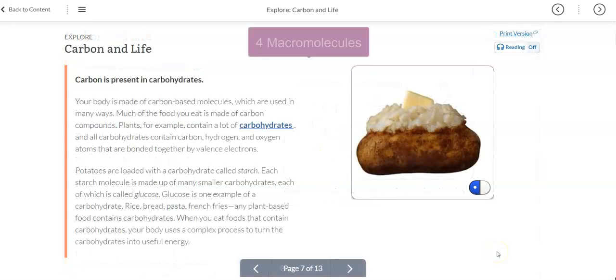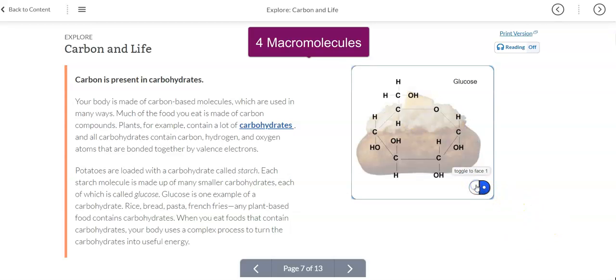Carbon is present in carbohydrates. Your body is made of carbon-based molecules, which are used in many ways. Much of the food you eat is made of carbon compounds. Plants, for example, contain a lot of carbohydrates, and all carbohydrates contain carbon, hydrogen, and oxygen atoms that are bonded together by valence electrons. You can see a carbon, carbon, oxygen, carbon, oxygen, carbon, oxygen, carbon, and then a whole bunch of hydrogens as well.